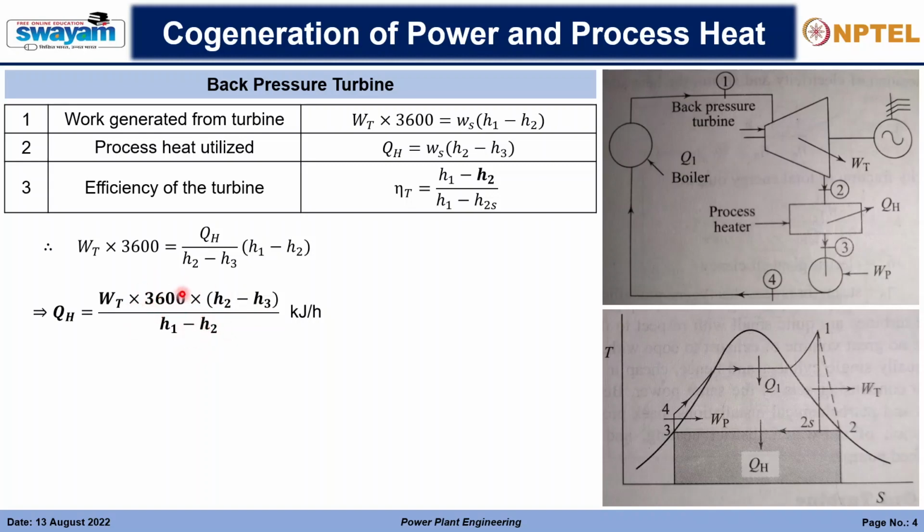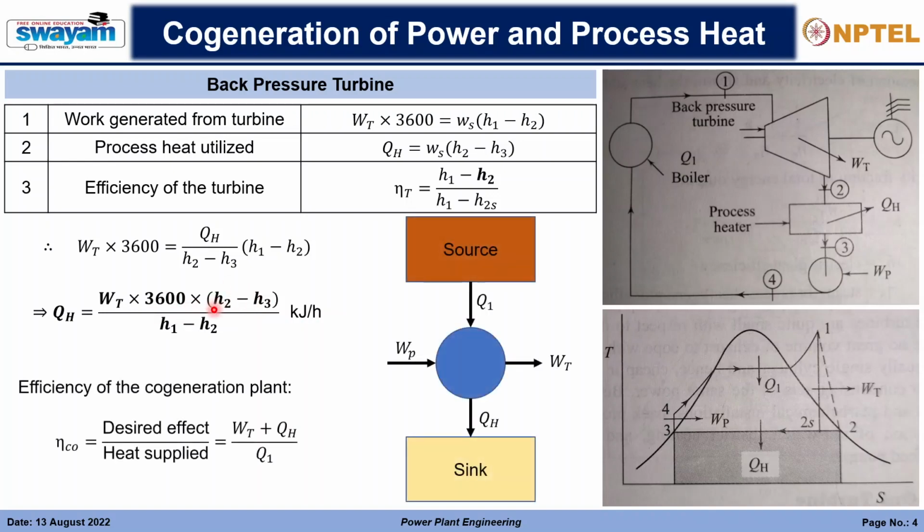So why is this 3600 coming? Generally we have work of turbine in kilowatt, or kilojoule per second. If we need the unit in kilojoule per hour, we have to multiply it with 3600. The second is in the denominator, so that is 1 by 3600. So it will go to the numerator and be multiplied.